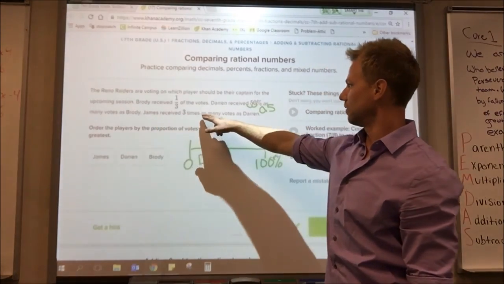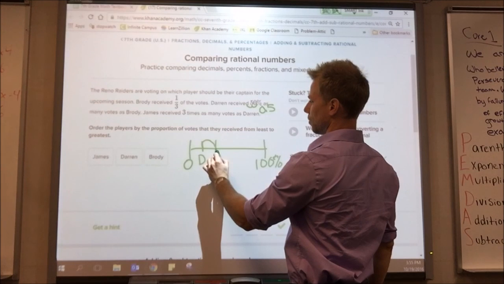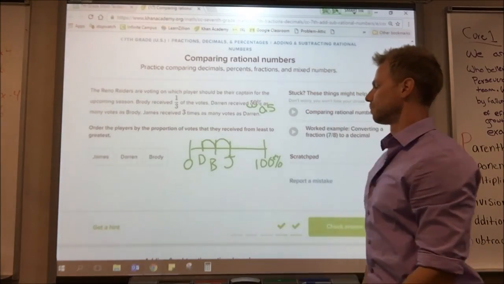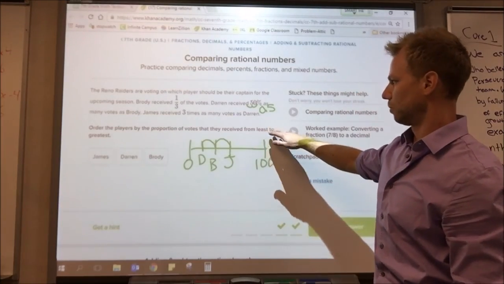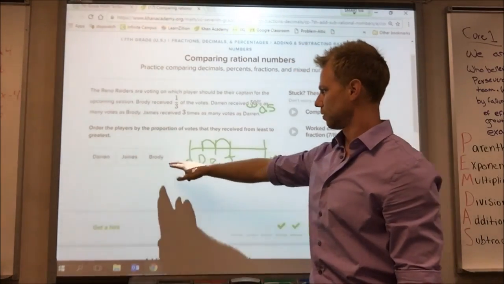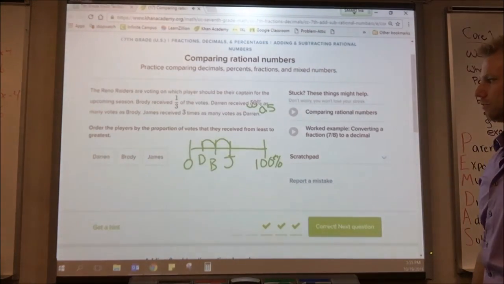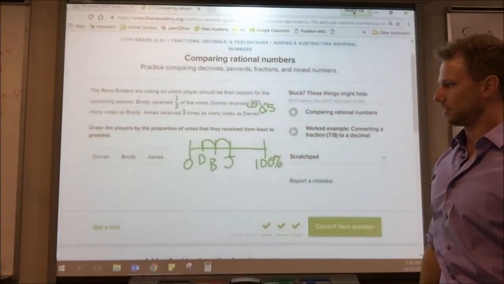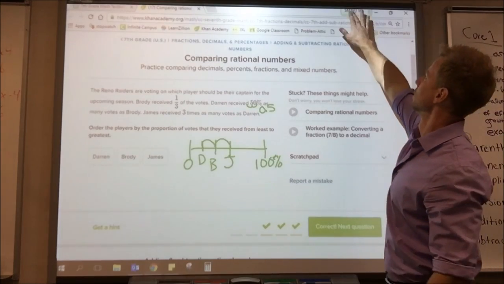And then lastly, James received 3 times as many as Darren. So I would take the amount that Darren got, multiply by 1, 2, 3, and that would be how many votes James got. Okay, so if we are putting these in order from least to greatest, Darren received the least, Brody was in the middle, and then James received the most votes. Drawing out a number line and walking through the story problem helped me visualize and see who got the most votes and who got the least votes.